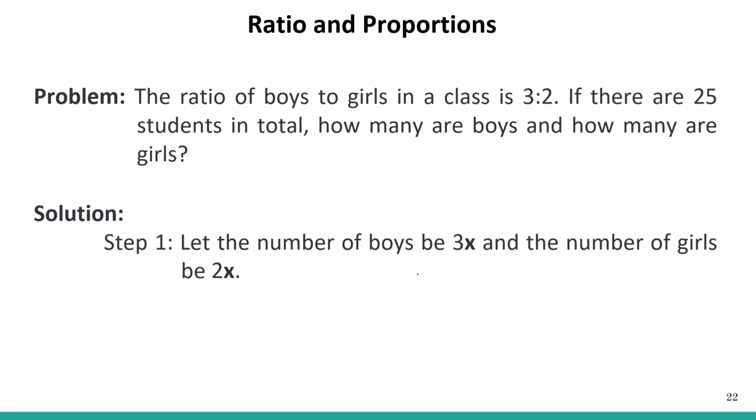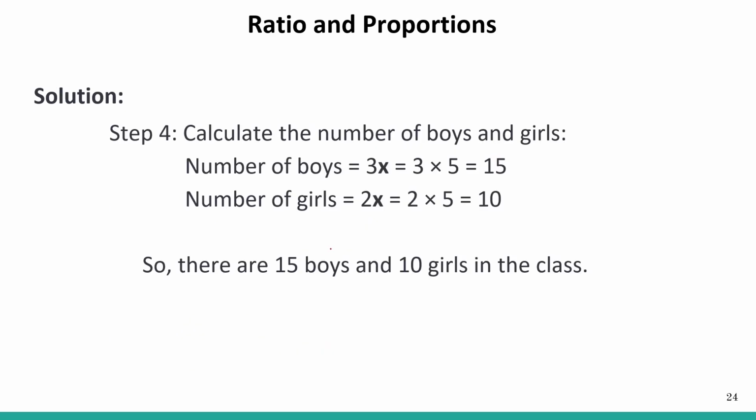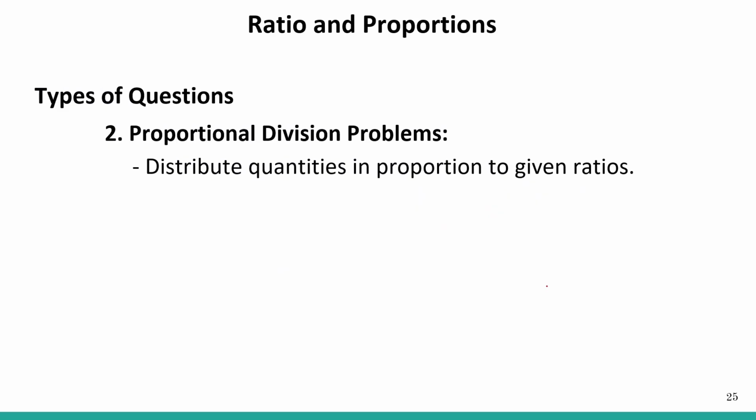So let the number of boys be 3x and the number of girls be 2x. What we are left with is 5x, as their sum is 5x. So 5x is equal to 25, so x is equal to 25 by 5, that is 5. Now calculate the number of boys and girls. The number of boys is 3x, that is 3 into 5, equal to 15. The number of girls is 2x, that is 2 into 5, equal to 10. So there are 15 boys and 10 girls in the class.